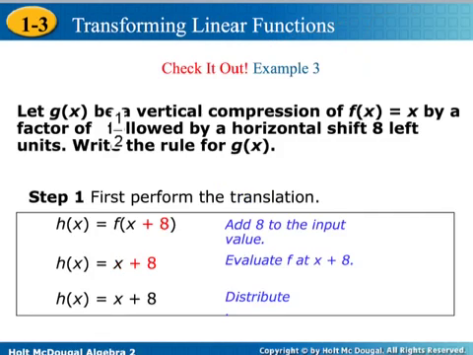Alright, so in this example, g of x is a vertical compression of f of x equals x by a factor of 1/2, followed by a horizontal shift, 8 units left. Write the rule for g of x. So they're going to perform the translation first, and then move on from there. So our translation means x plus 8. So instead of f of x equals x, we have f of x plus 8, where h of x now equals f of x plus 8. So x plus 8 is our new guy.